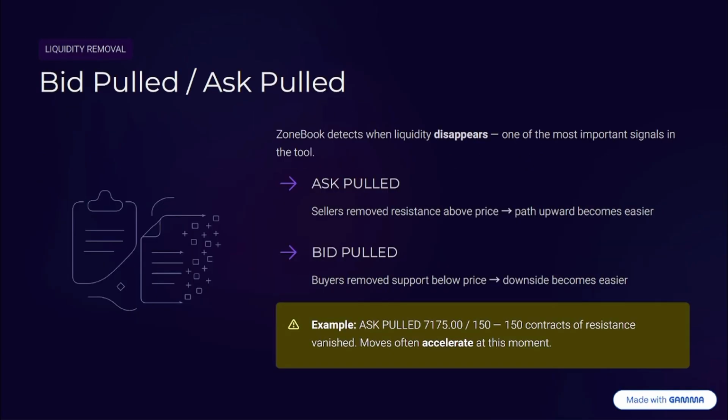Bid pulled, ask pulled. Zonebook detects when liquidity disappears. It's one of the most important signals in the tool. If you see an ask pulled, it indicates the seller removed resistance above price and a path upward becomes easier. If you notice a bid pulled, it indicates the buyers removed support below price and a downside move becomes easier. For example, we see an ask pulled at 7175 that had 150 orders. This means 150 orders of resistance just vanished. Moves often accelerate at this moment.